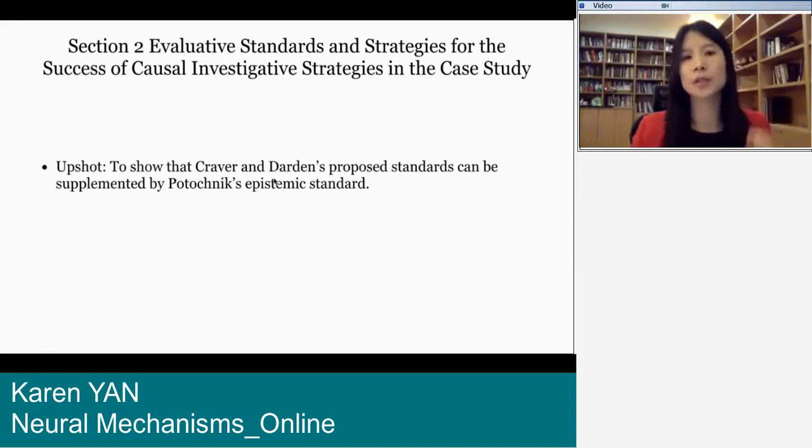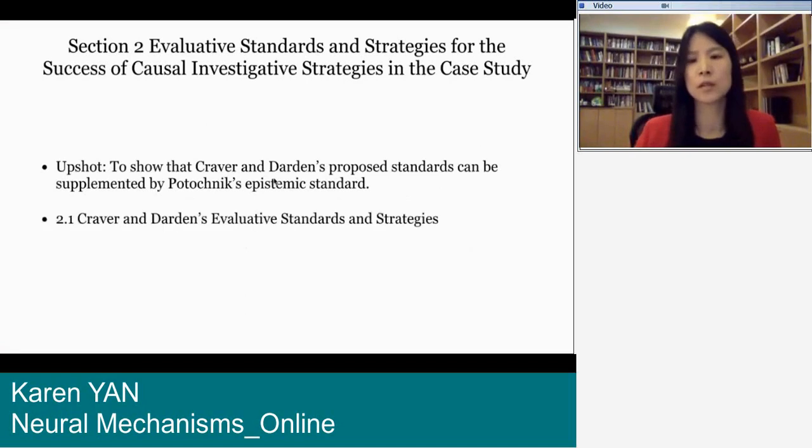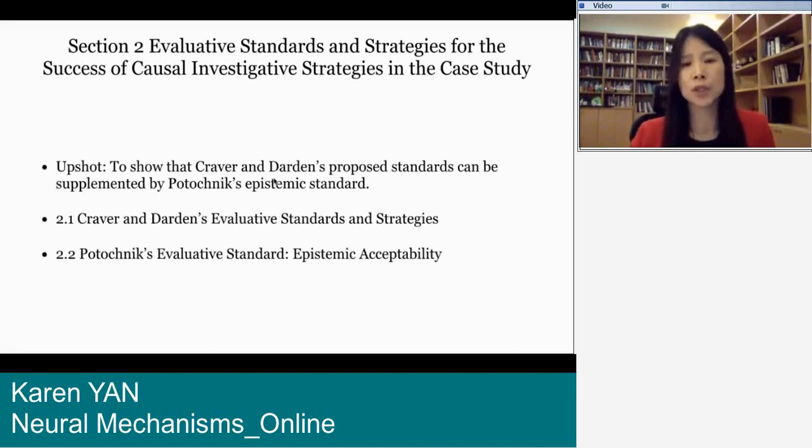So the upshot of this section is that I'm going to show that Craver and Darden's proposed standards can be supplemented by Potochnik's epistemic standard. The structure of this section is that I'm going to first talk about Craver and Darden's proposal, indicating which part is still insufficient and underdeveloped. And I'm going to bring in Potochnik's work to show that her work can supplement this part, and that makes the whole toolbox ready for us to do the job we need to do in section 3.